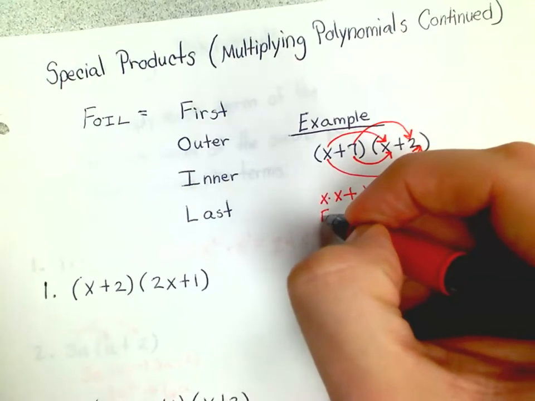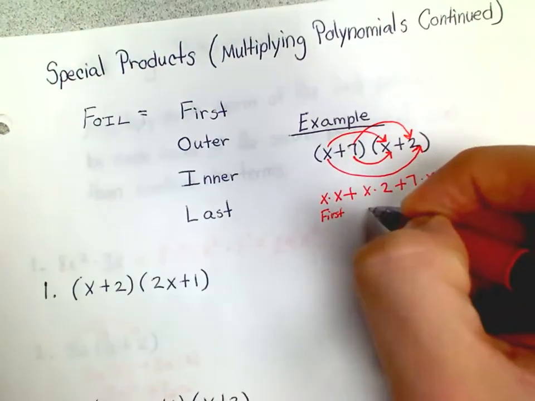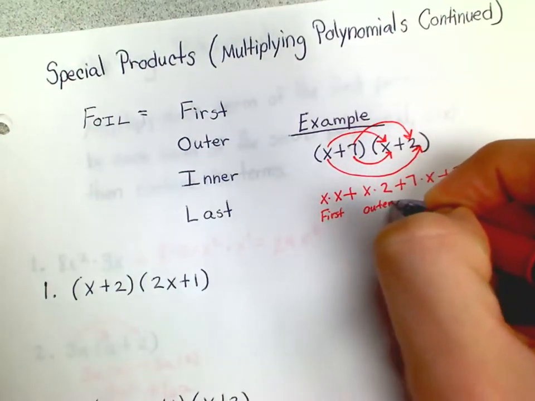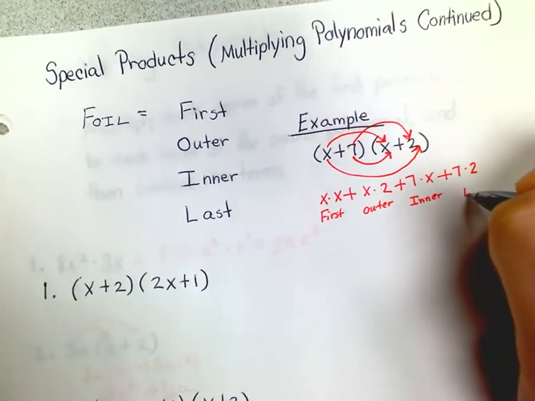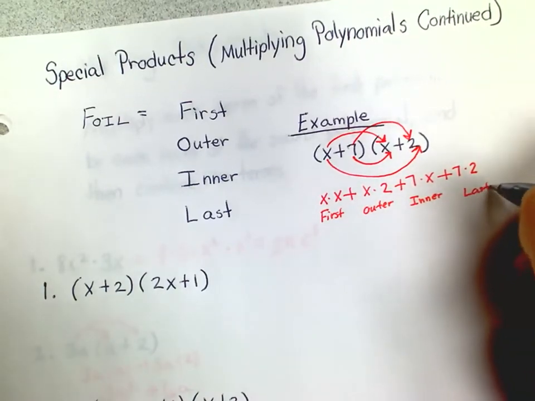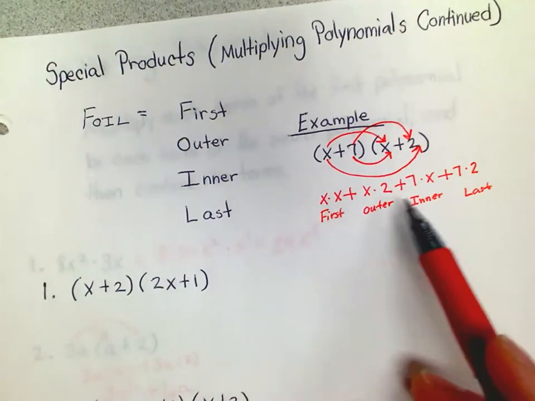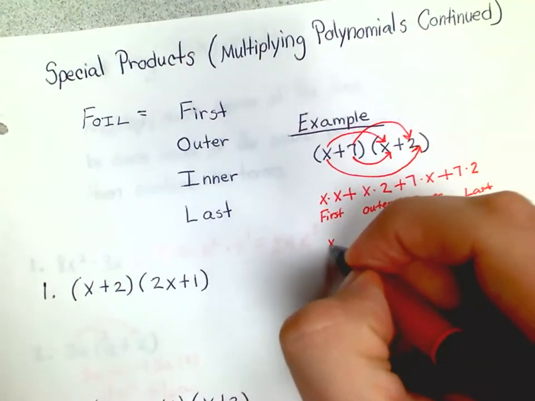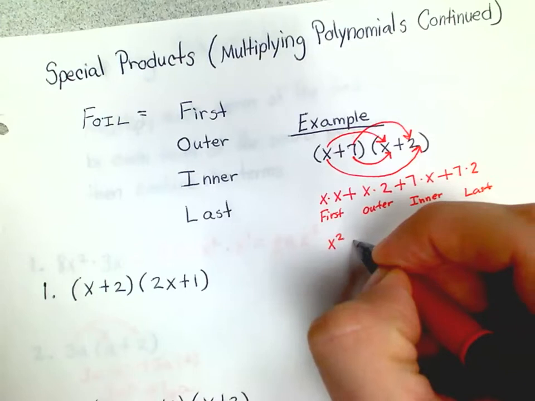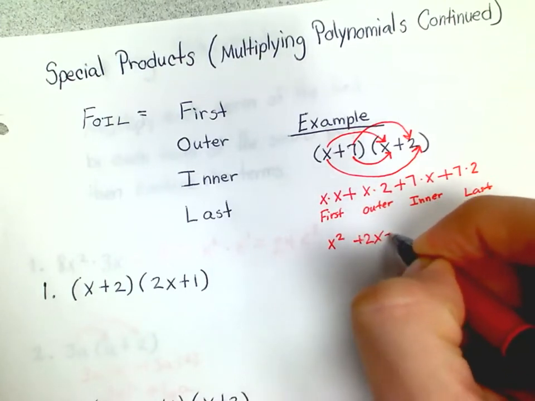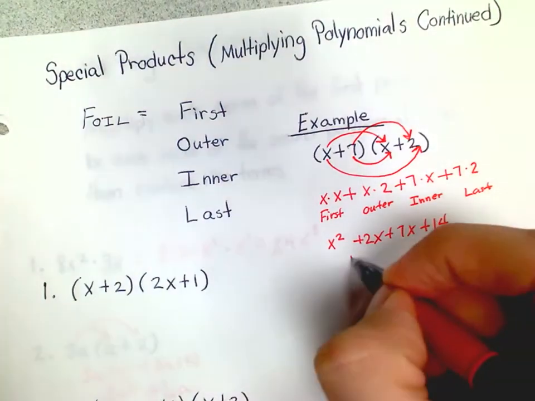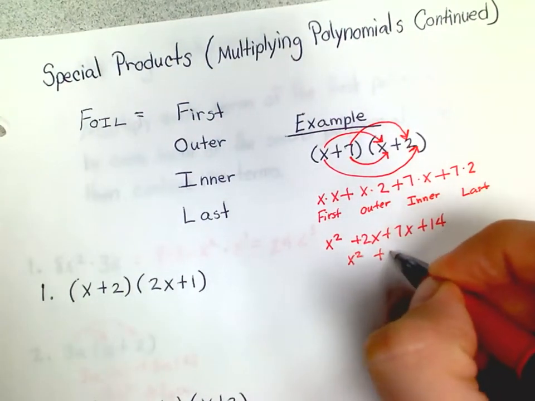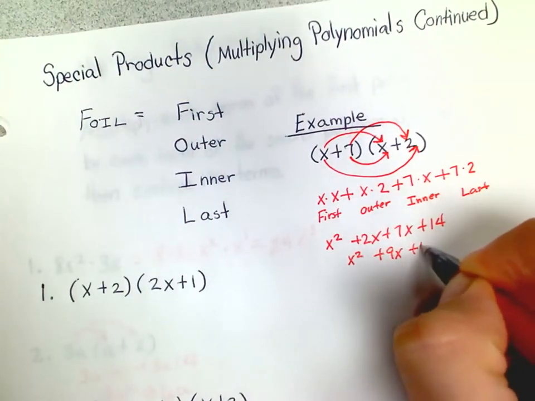So this is first, outer, inner, last. And it's important to remember that this can be simplified to x squared plus 2x plus 7x plus 14, which in itself can be reduced to x squared plus 9x plus 14.